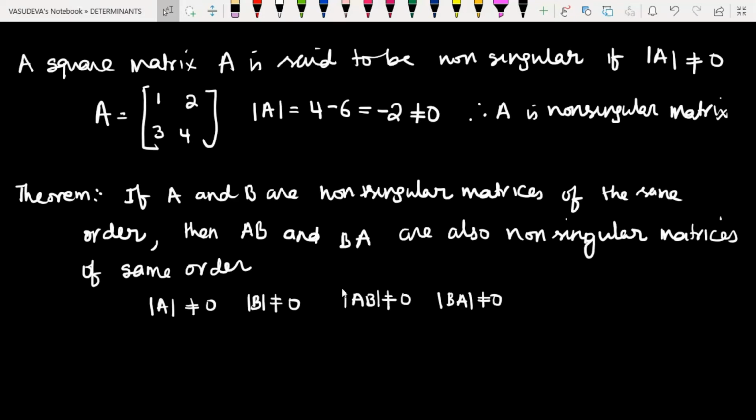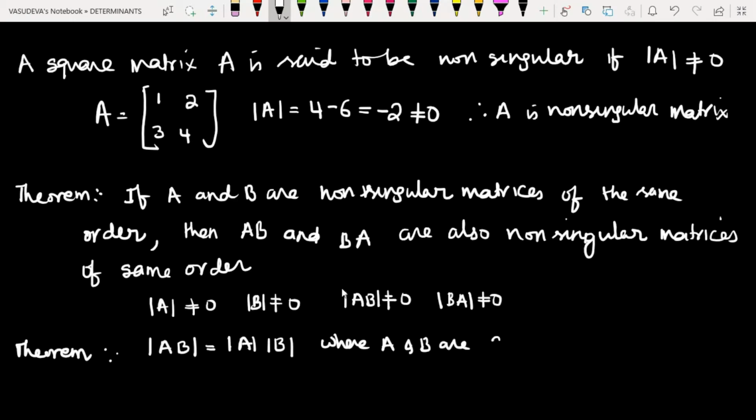And also we have the result, taking it as a theorem: the determinant of the product of two matrices is equal to the product of their determinants, determinant of A into determinant of B, where A and B are square matrices of the same order.